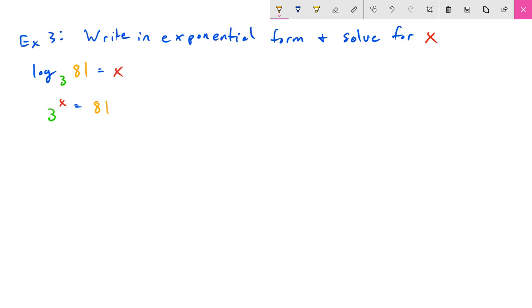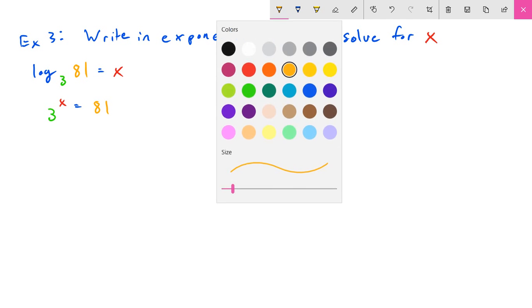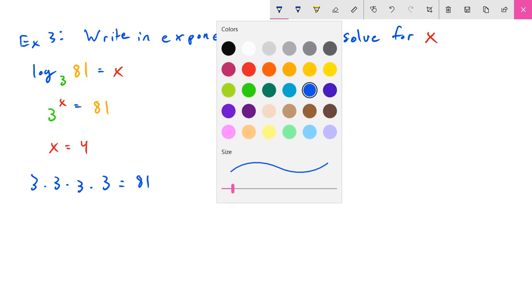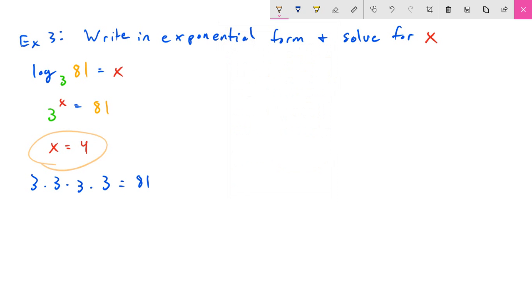3? So 3 times 3 is 9. Times 3 is 27. So it's not 3. 4. That's our x, it's going to be 4, because 3 times 3 times 3 times 3, that's 4 times, equals 81. So there's your answer. Boom.